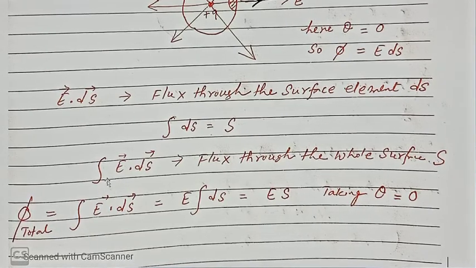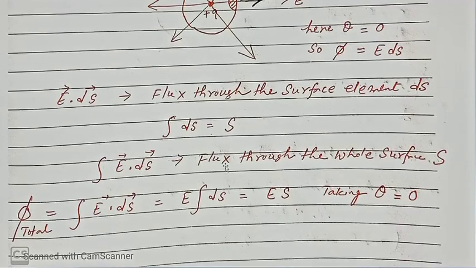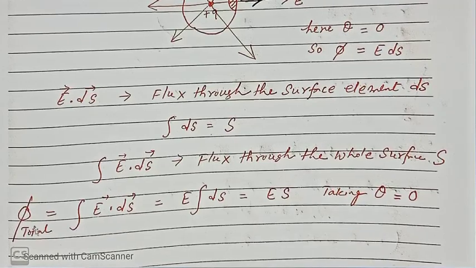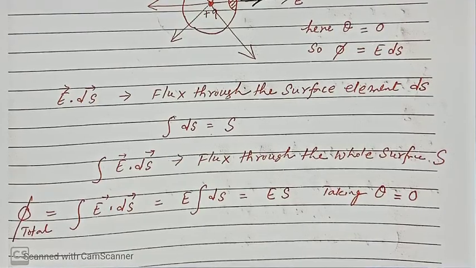But if you write integration E dot ds, it is the flux linked with the whole surface S. So if you want to calculate the total flux linked with the whole surface, this is the notation. Integration E dot ds is equal to E S, because integration ds is equal to S. Here we are taking theta equal to 0.